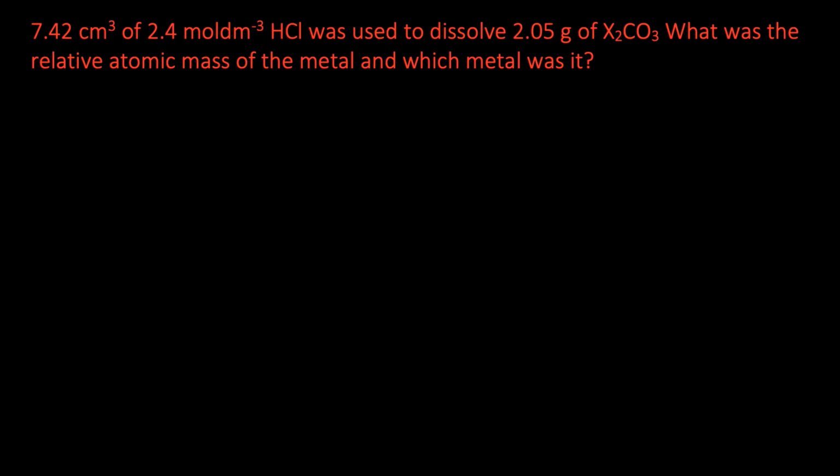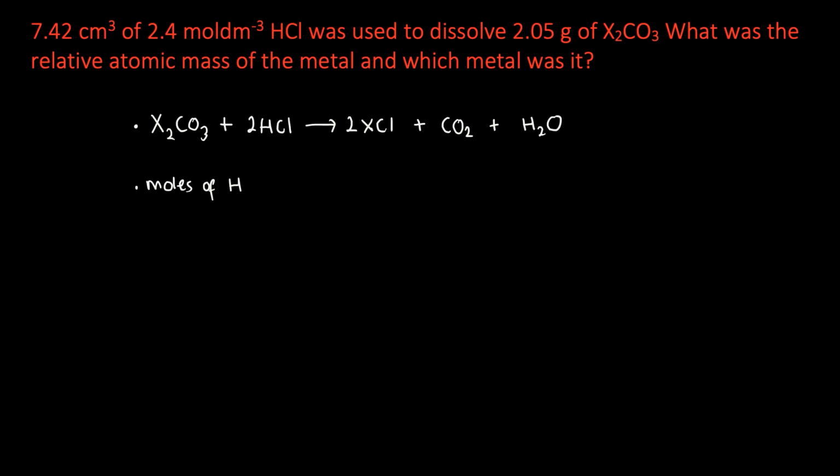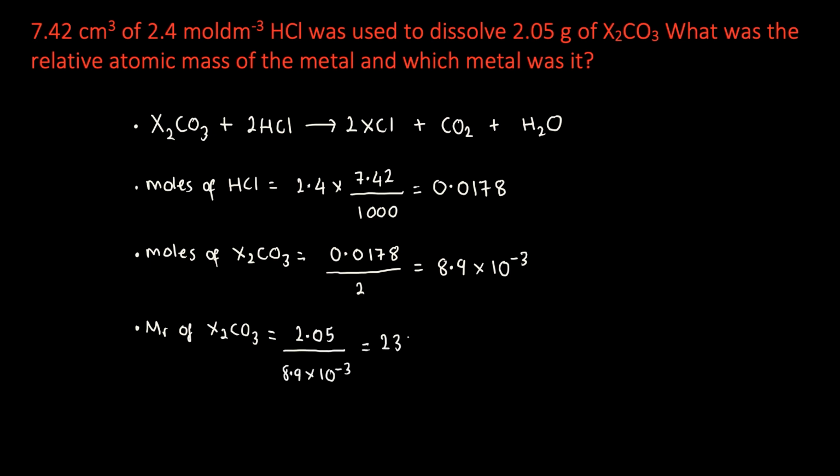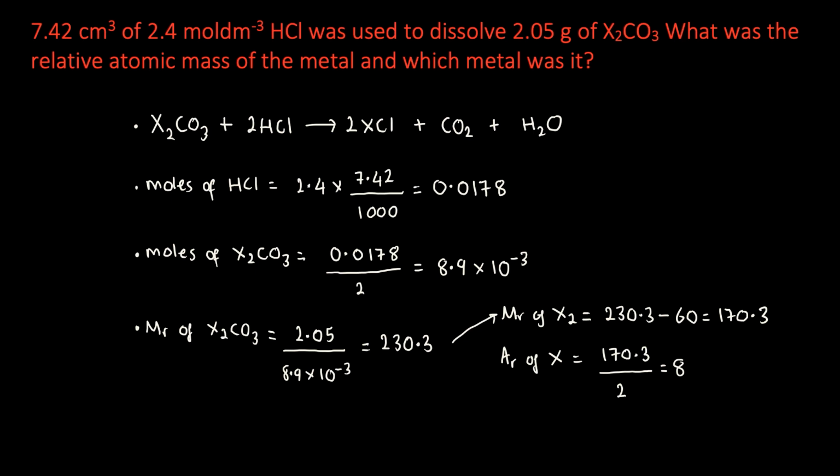Write down the balanced equation. Calculate the moles of HCl, which is 2.4 times 7.42 divided by 1000, and we get 0.0178 moles. The ratio is 2:1, so the moles of the carbonate is half that of the acid. Now calculate the molecular mass of the carbonate, which is 2.05 divided by the moles, and we get 230.3. Now to calculate the molecular mass of X2, we subtract the molecular mass of CO3 and we get 170.3. Divide this by 2 and we get 85.15, and this corresponds to rubidium.